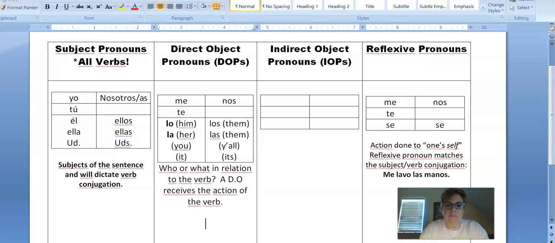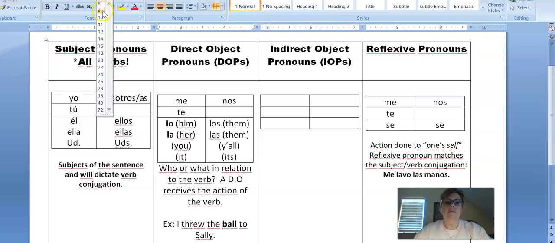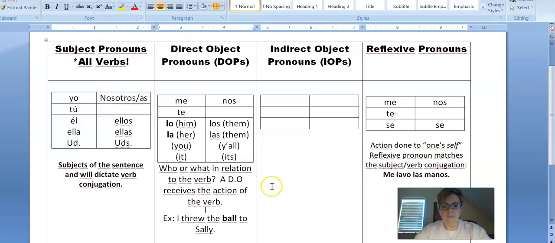So, for example, if I said, I threw the ball to Sally, you have to ask yourself, who or what did I throw? And it would be the ball. So that's my direct object, okay? So who or what did I throw? It's the ball. And what's receiving the action? What's being thrown? The ball. So you can see how that works.